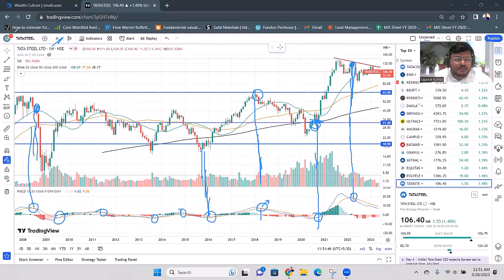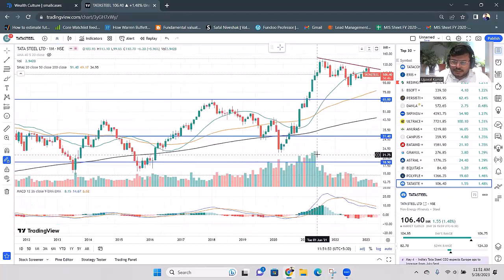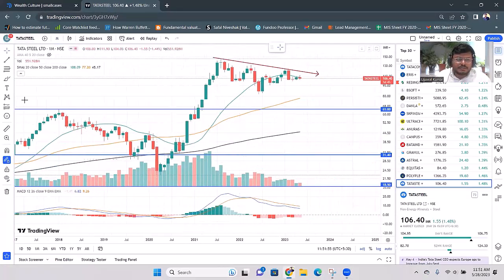Look at what happened here. The stock has been correcting after the COVID peak. Let me just magnify this slightly. So as you can see, the stock has been correcting post the COVID peak, but this was your indication to sell. And now the stock is in a downtrend, right? So now the downtrend in Tata Steel has started.